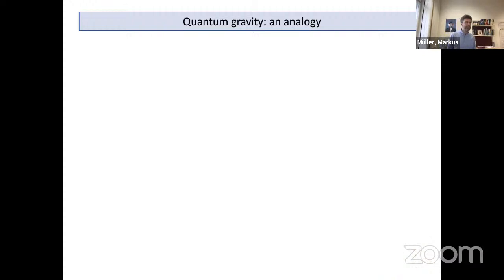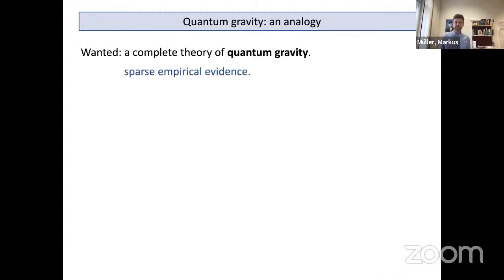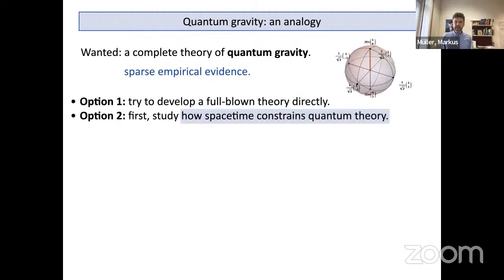Okay, now what about quantum gravity? Well, if you want a complete theory of quantum gravity, I think it's fair to say that there's also sparse empirical evidence about what exactly that should look like in the end. And again, this is something fascinating that a lot of my friends are doing: you try to develop a full-blown theory directly.